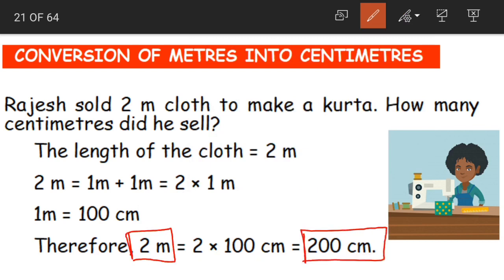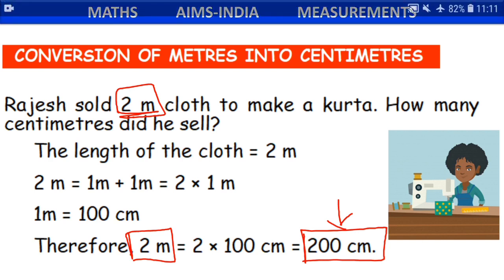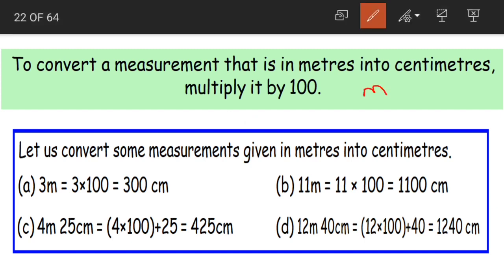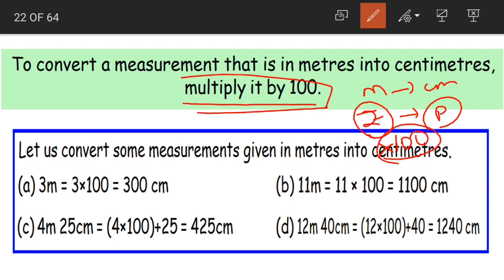What did we do in this question here? We have just converted the meters, that is 2 meters into centimeters, and our answer is 200 centimeters. Is this clear, children? Next, to convert a measurement that is in meters into centimeters, multiply it by 100. Yes, that is what we have done now. Conversion of meters into centimeters is quite similar to conversion of rupees into paise. What will we do for converting rupees into paise? We multiply the given rupees by 100.